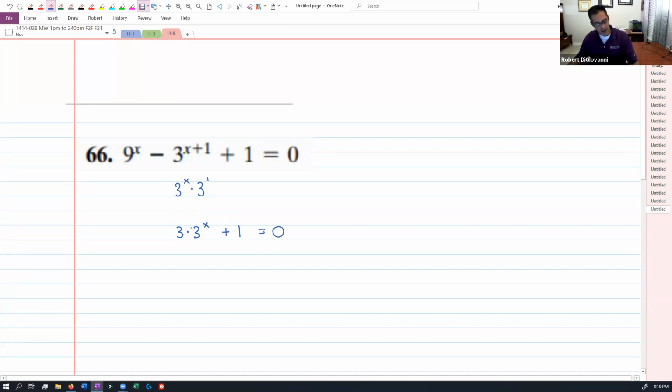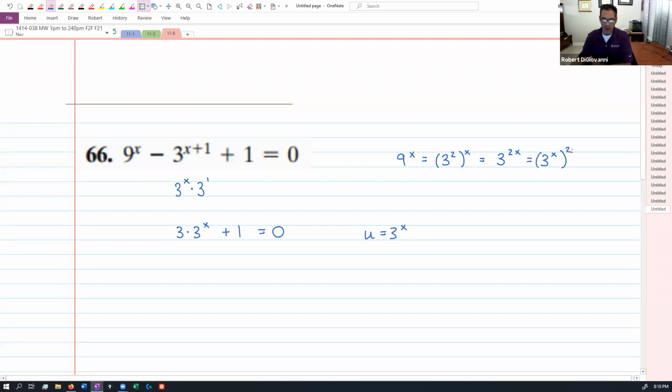Now that makes us think we're going to make a substitution. U is 3 to the x. But this is 9 to the x. So what we need to realize is that 9 to the x can be rewritten as 3 squared, that's 9, to the x, right? That's the same thing. And that's the same as 3 to the 2x, right? You multiply the powers, and I could even split that up and make it go back to this, 3 to the x times 2.